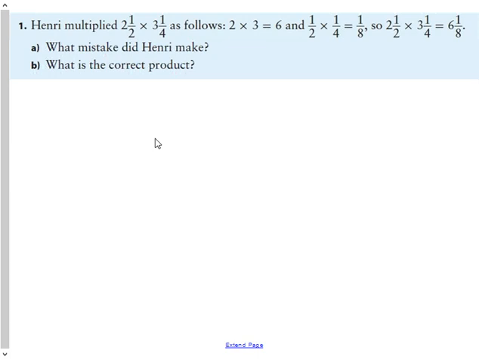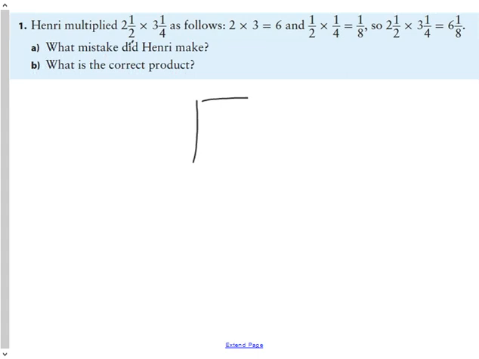check. Question number 1 says, Henri multiplied 2.5 and 3.25 as follows. He took the whole numbers 2 and 3 and he multiplied them together to get 6. And then he took 1/2 and 1/4 and multiplied them together and got 1/8. So we put them together and got 6 and 1/8. What mistake did Henri make? Well, the long and short of it is you don't multiply fractions that way.